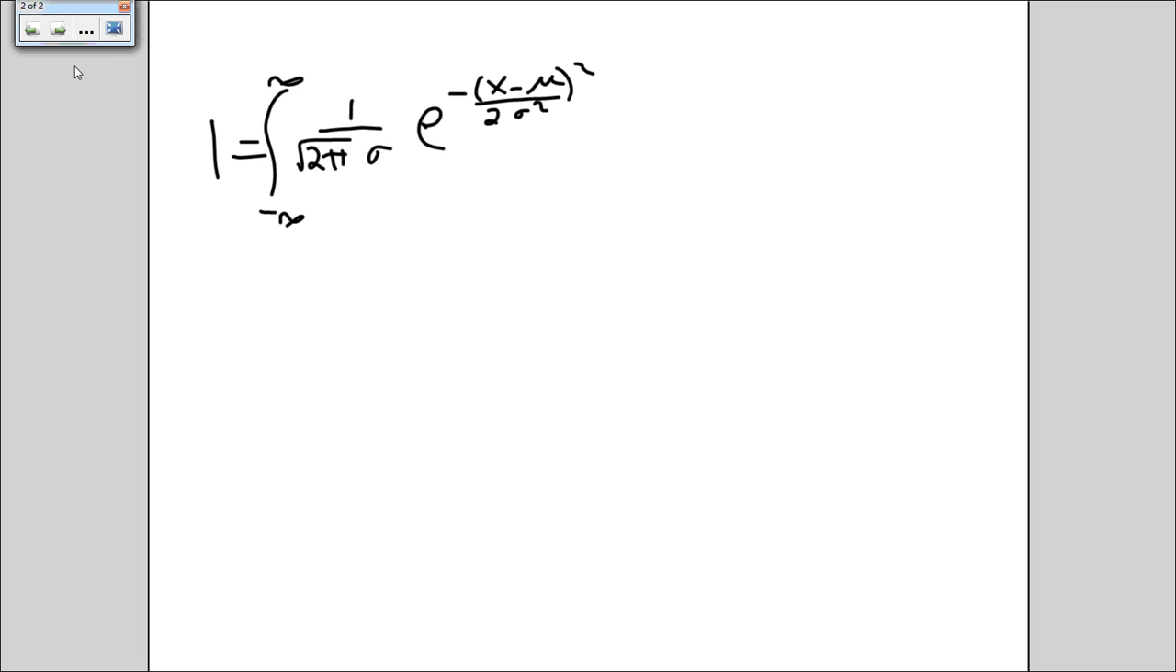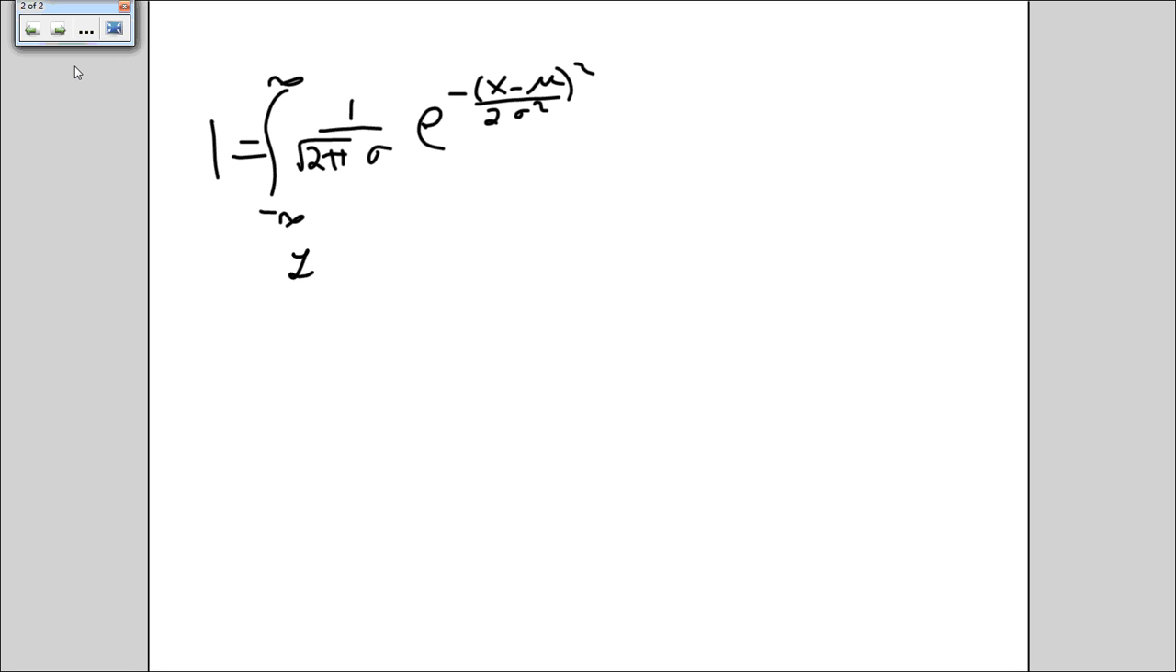Now let's show that this is real. It must be the case that if you take 1 over the square root of 2 pi times sigma, times e to the negative (x minus mu) all squared over 2 sigma squared, and you integrate this from negative infinity to infinity, you should get 1. Now, let's actually verify this.